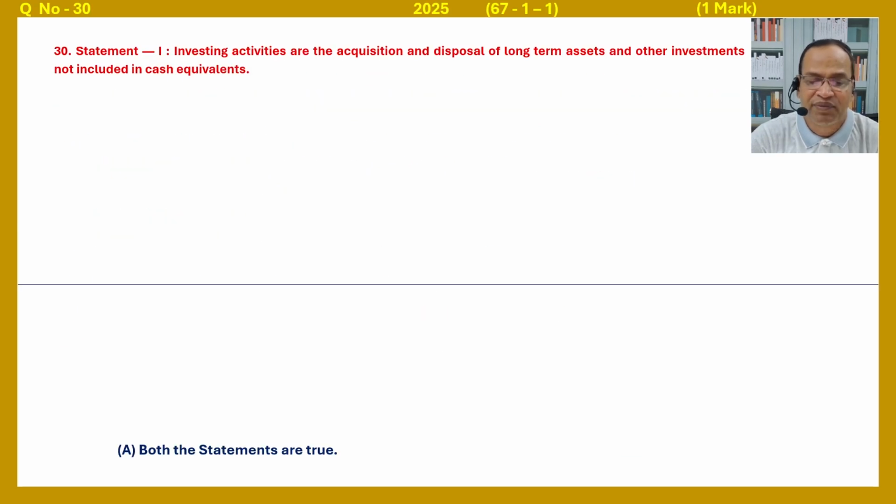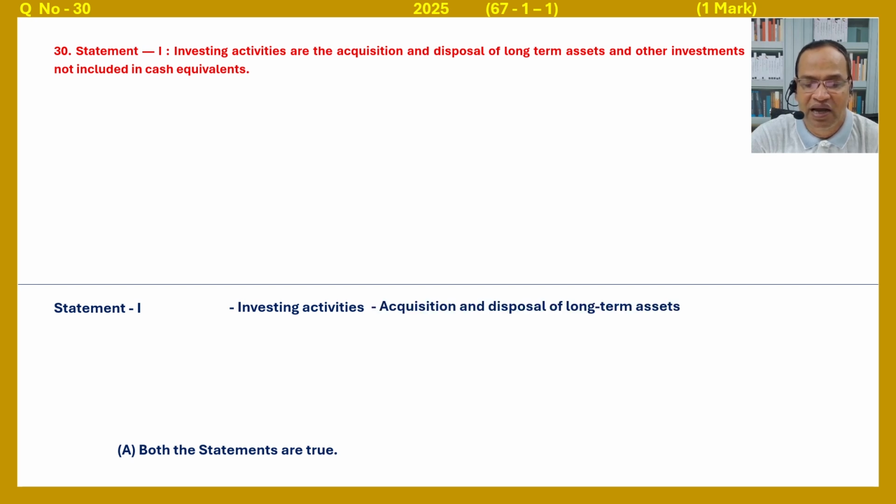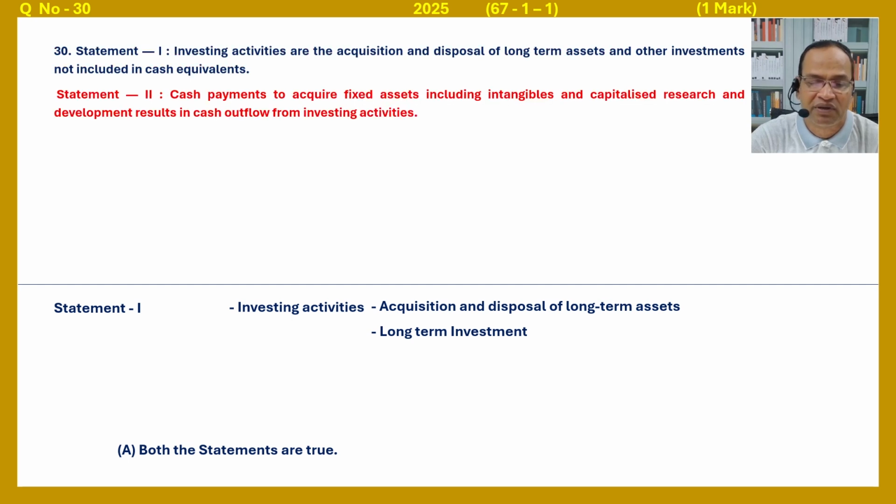Next, statement 1. Investing activities are the acquisition and disposal of long-term assets and other investments not included in cash equivalents. Yes, the sentence is correct. Investing activities, acquisition and disposal of long-term assets. It is long-term investment, long-term fixed asset and long-term investment.